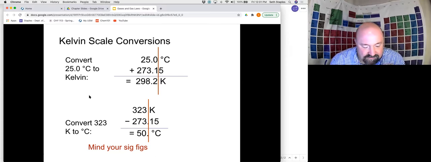I can't stress this enough. Any calculations that we do with the gas laws in which we use temperature, you must convert to Kelvin. If you leave your temperature in degrees C, you will get it wrong. Temperatures must be in Kelvin for all gas law calculations.